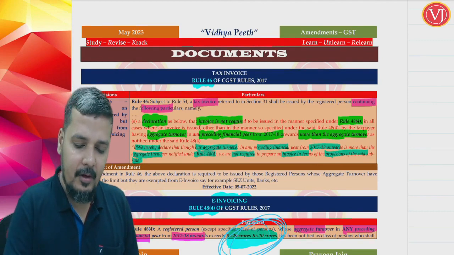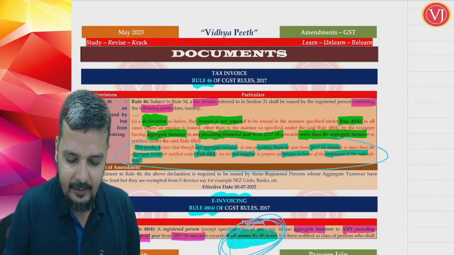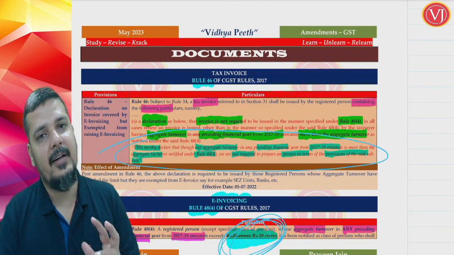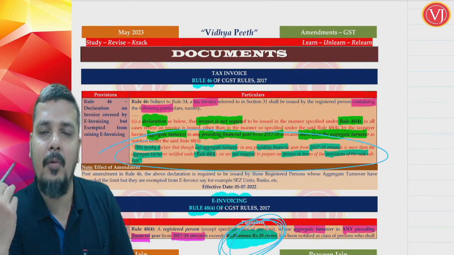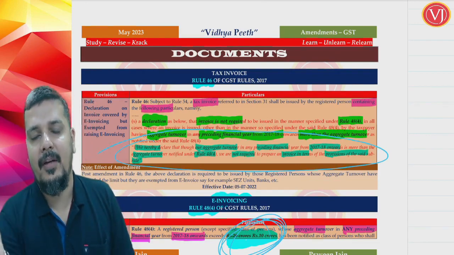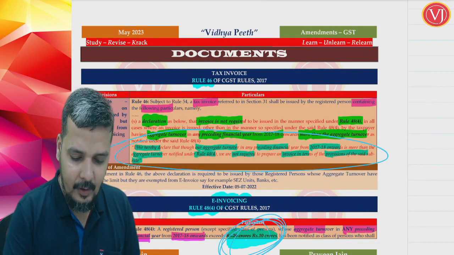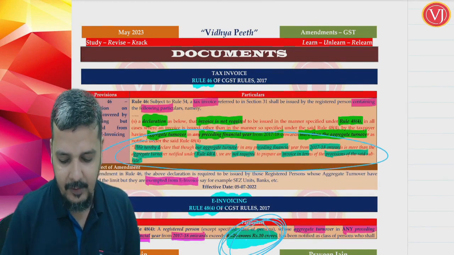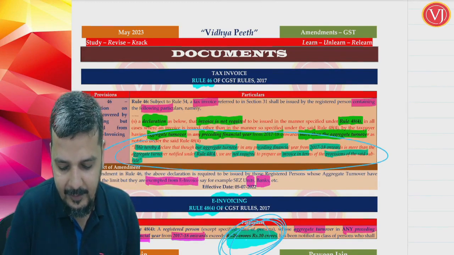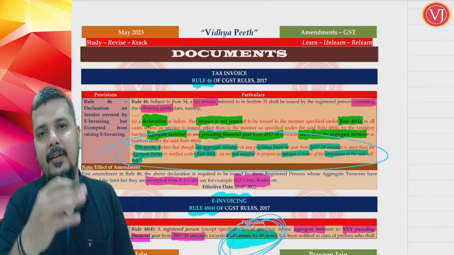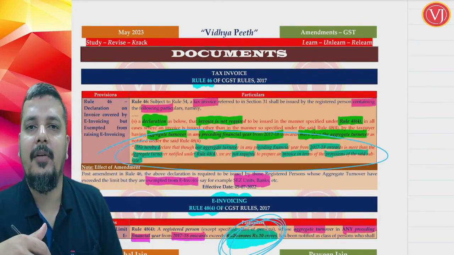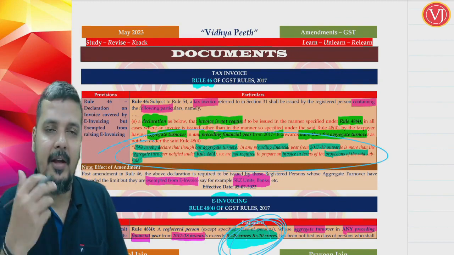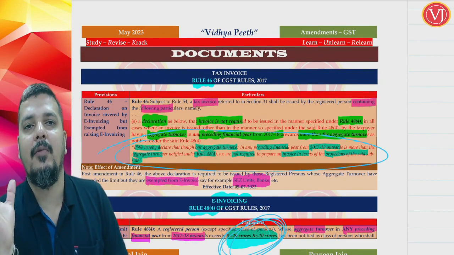Now you may be confused about when a particular person will give this declaration. If you see the note, you will find there are certain categories of persons who, though their aggregate turnover is more than what is required for e-invoicing, are exempted from e-invoicing. For example, banks, SEZ units, multiplex screens; there is a long list where you are exempted from e-invoicing even if your turnover is more than the limit.